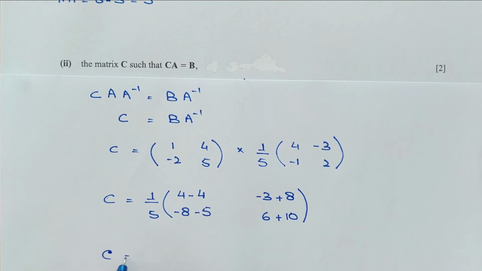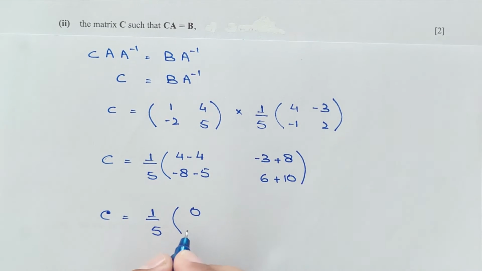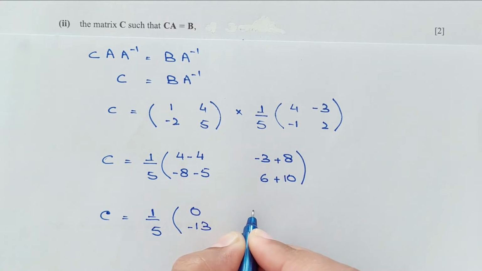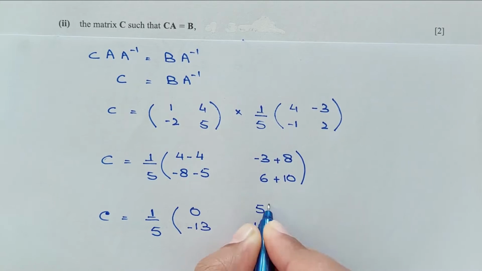So the matrix C is 1/5 of the matrix with the entries we computed: 8 minus 5, minus 8 minus 5 is minus 13, and 8 take away 3 is 5, and 6 plus 10 is 16. So this is the matrix C.